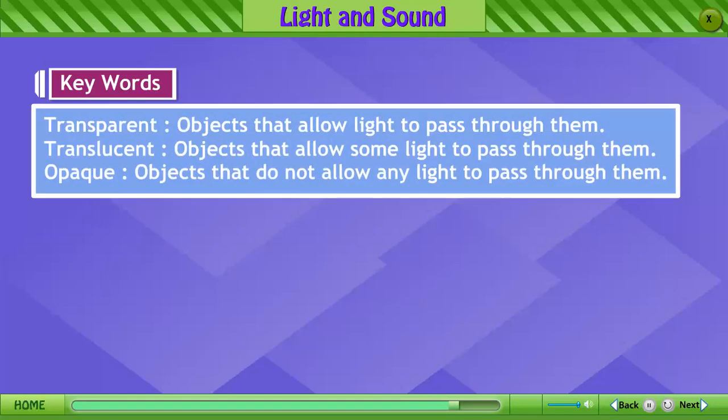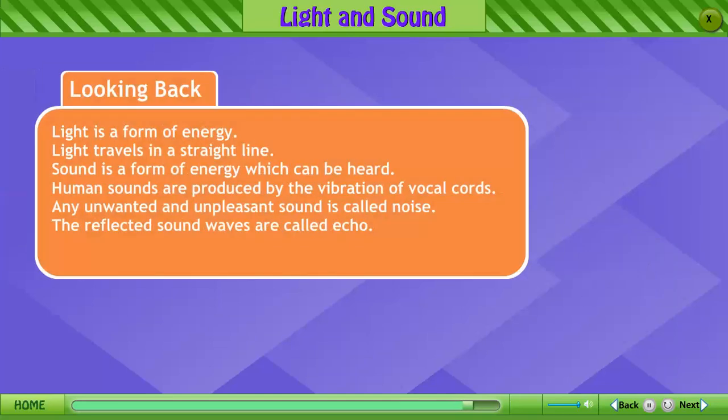Keywords: transparent, objects that allow light to pass through them; translucent, objects that allow some light to pass through them; opaque, objects that do not allow any light to pass through them.